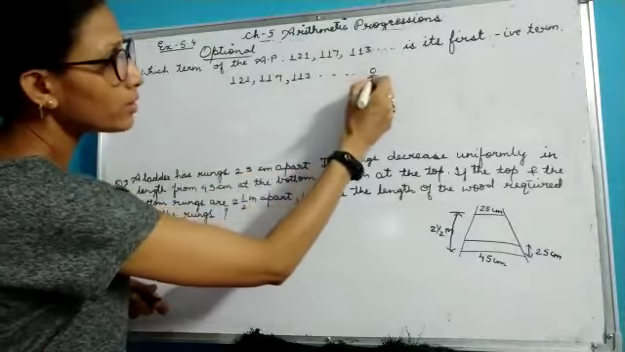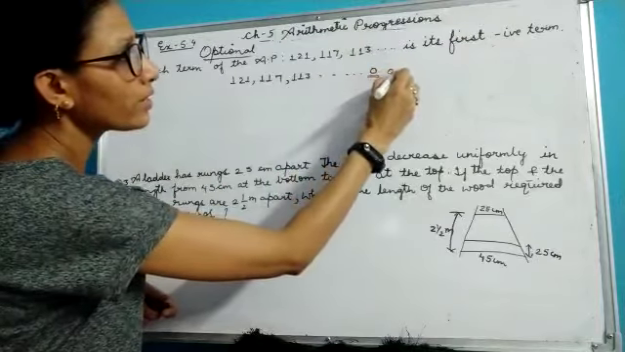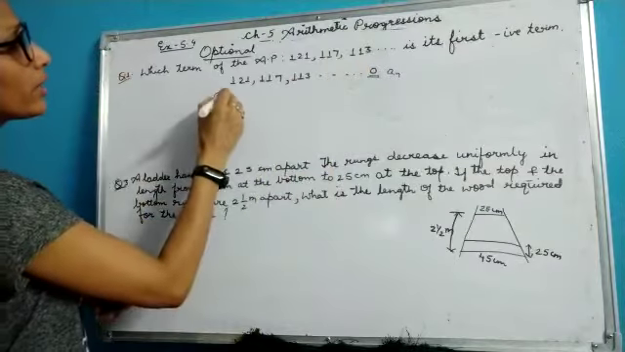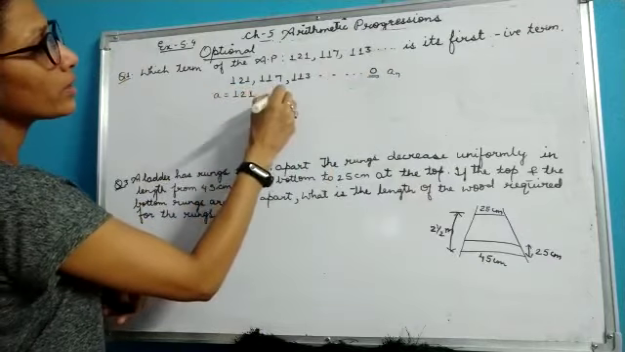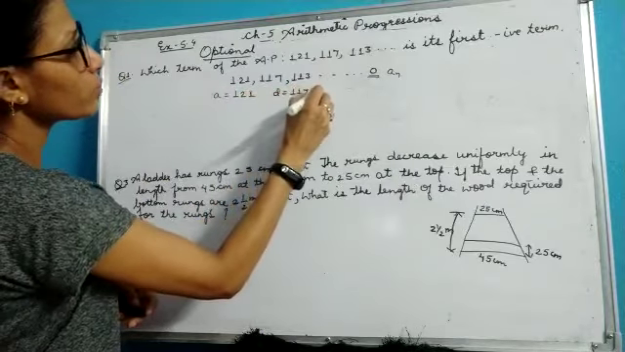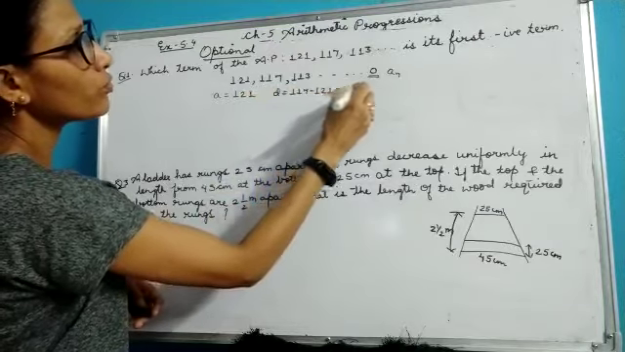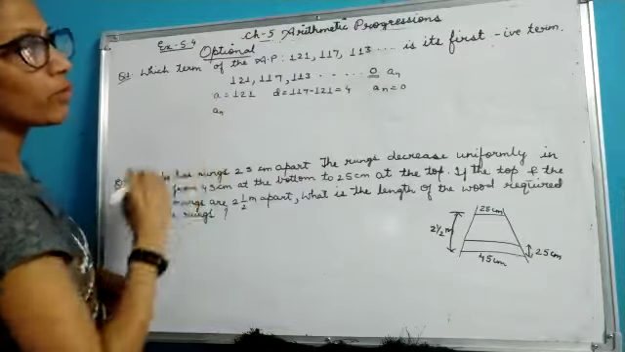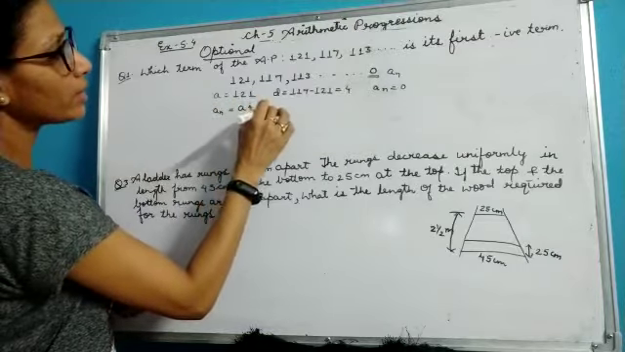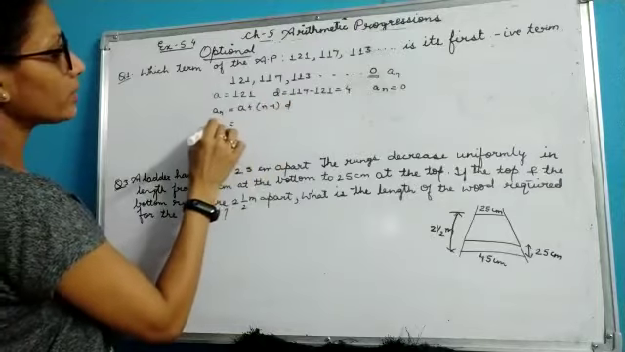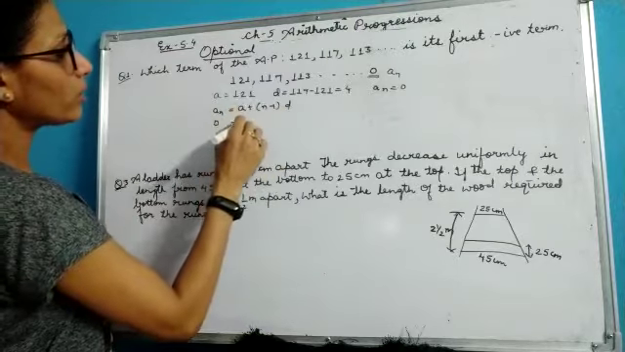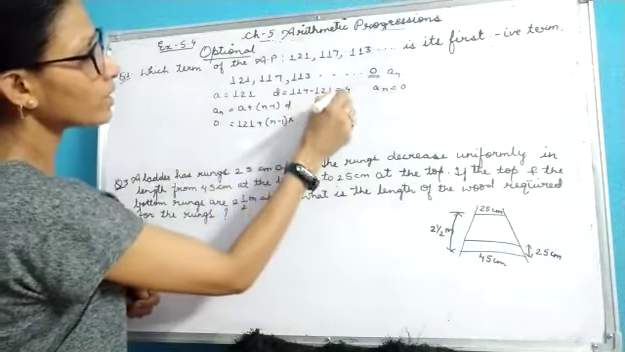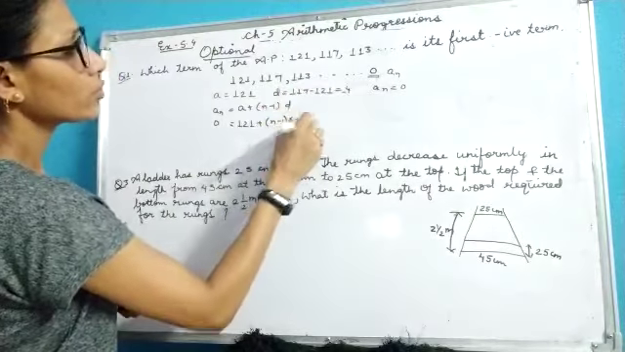So I am taking this 0 as my nth term. Whenever you want to find out the first negative term, always take the last number as 0. So here a is given to you as 121, d is 117 minus 121, which is equal to minus 4, and your a_n is given to you as 0. So I will be applying my formula a_n = a + (n minus 1) times d. So here a_n is 0, a is 121 plus (n minus 1), and d is minus 4.